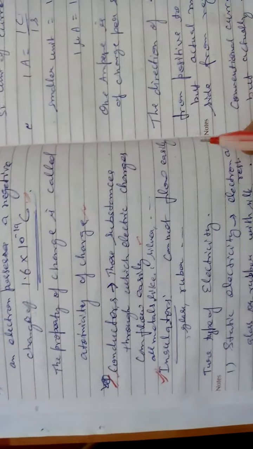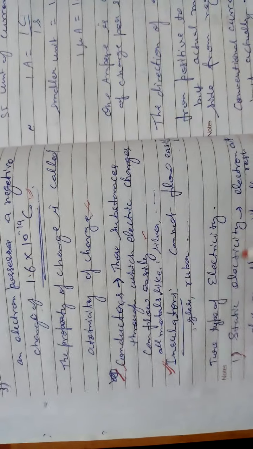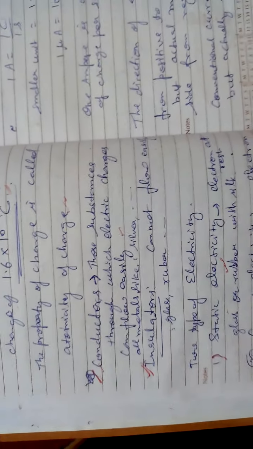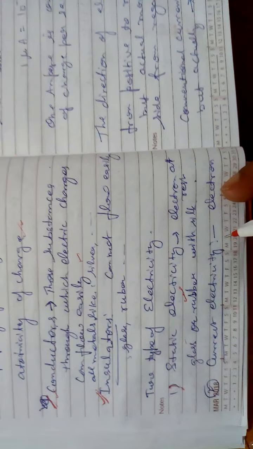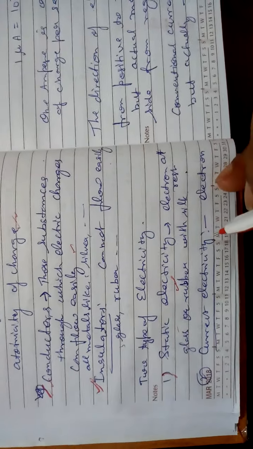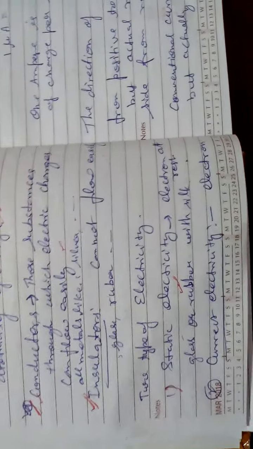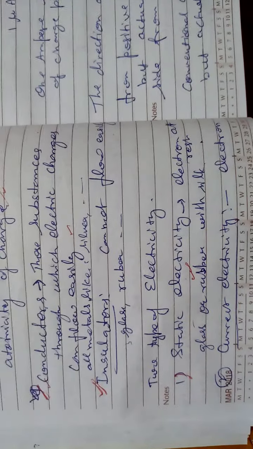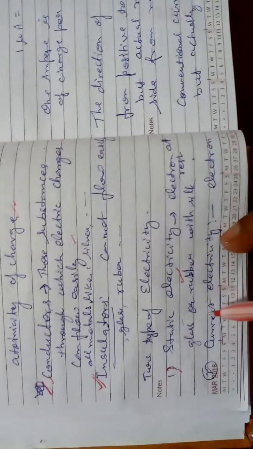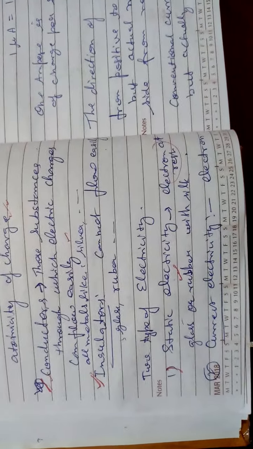There are two types of electricity we will study here. One is static electricity. Static electricity means static charges are not flowing, they are at rest. By rubbing glass or rubber with silk, it acquires charge but the charge is not flowing. When you rub a comb on the hair, the comb will attract paper strips from the table. So in static electricity, the charge is at rest in that place.